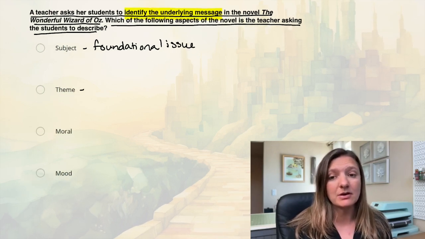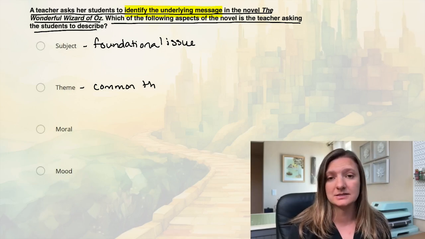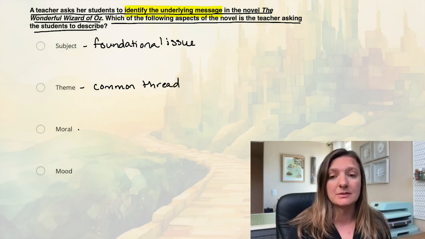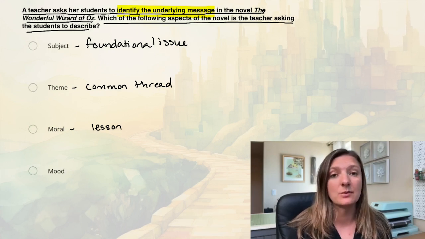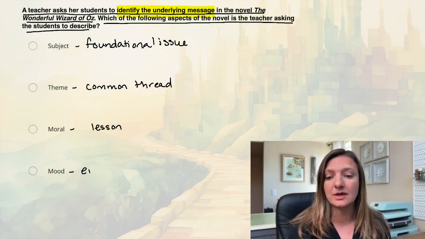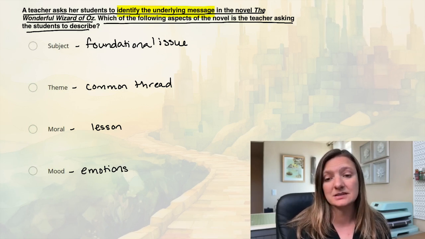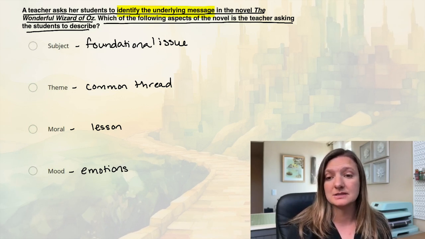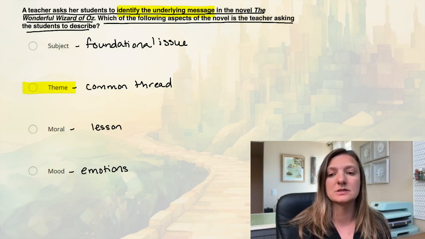The theme, on the other hand, the theme is the common thread in the text. So this would really be your underlying message. The moral, let's go through the other ones though. The moral is the lesson that was learned in the text, if they ask about that. The mood is any emotion that is relayed in the text as well. So our underlying message is going to be that theme. That is going to be our correct answer.